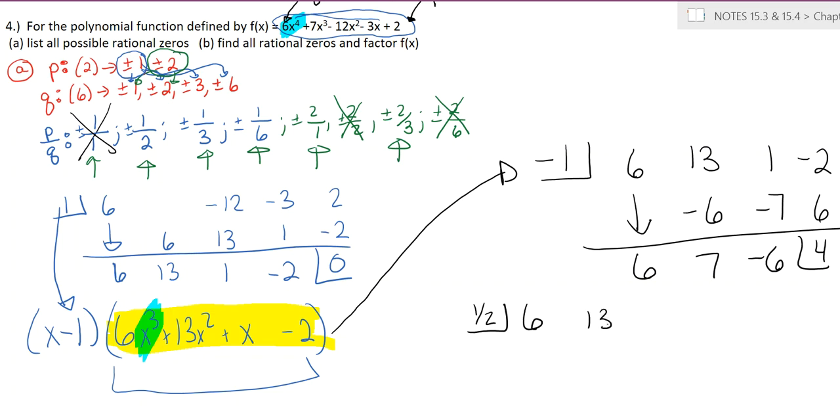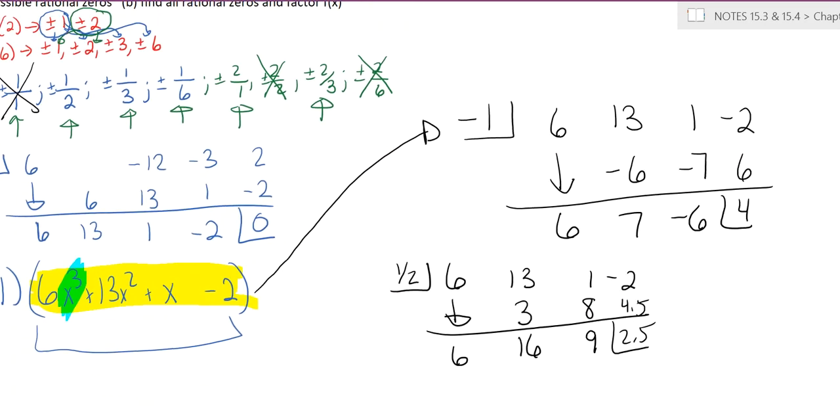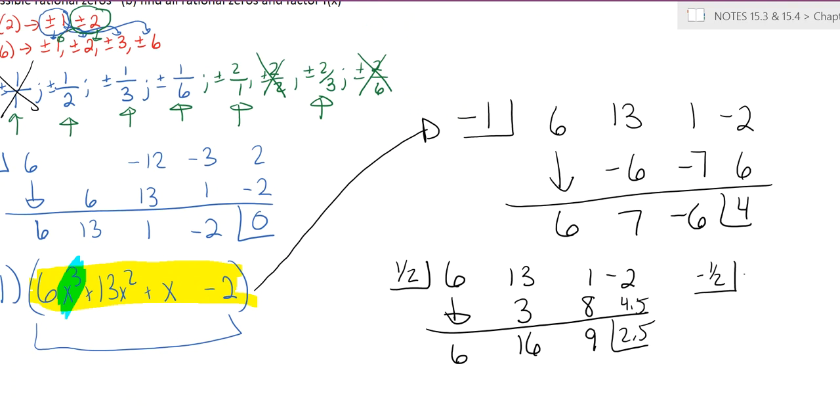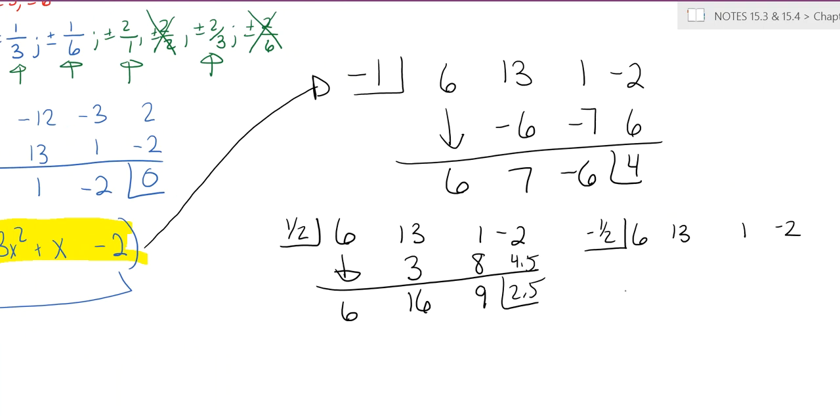So we're going to go to the next one, and we're going to do half. I'm still using the 6, 13, 1, and negative 2. So 6 times half is 3. That'll give you 16. 16 times half is 8. That'll give you 9. And then I'll get 4.5, and that will be 2.5. So that is also not a root. So then we do negative half. Again, I'm using those numbers 6, 13, 1, negative 2. I'm going to get 6, and then this is negative 3. So then that's 10. And then you get negative 5. This will be negative 4. This will be 2. And we found the other root.